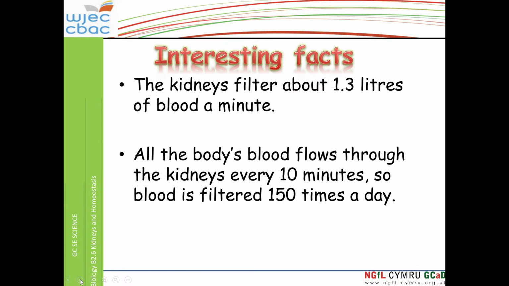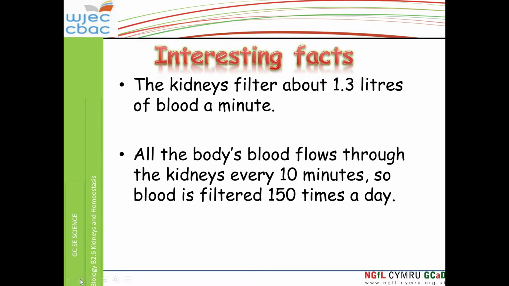Some interesting facts about the kidneys. They filter about 1.3 litres of blood a minute. So 1.3 litres of blood passing through your kidneys in very, very small tubes. And we'll look at the detailed structure of the kidney, particularly these little tubes called nephrons, in the second lesson. All of the body's blood flows through the kidneys every 10 minutes.